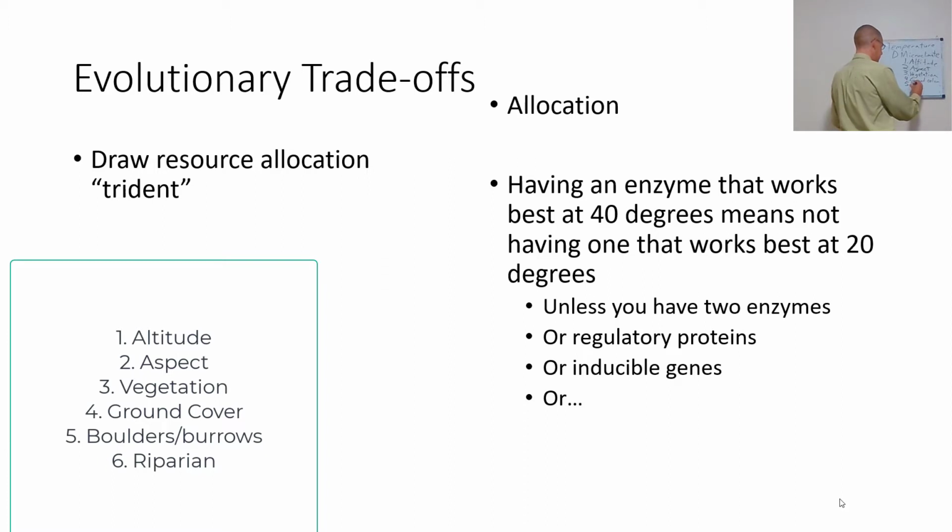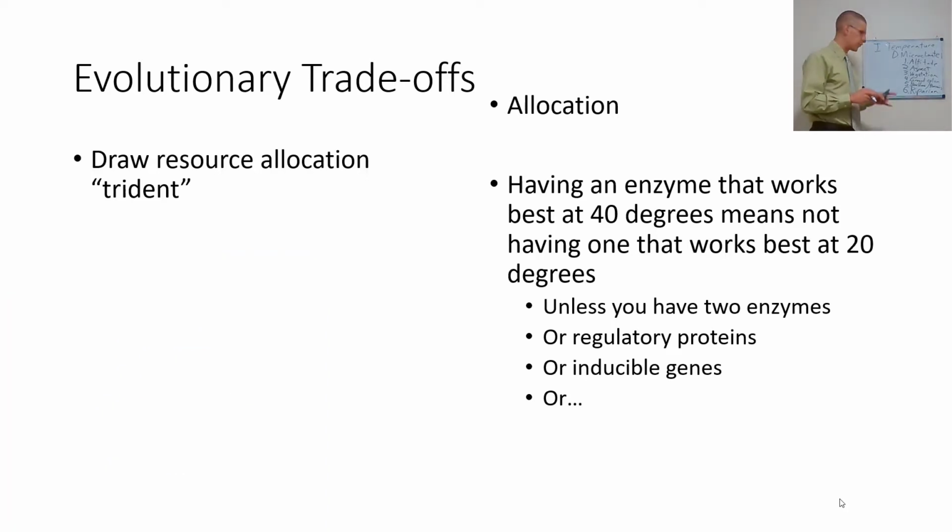Boulders or burrows. And riparian effects. These last two are probably the best if you want to post up on Moodle. These last two have the most on them. All right, evolutionary trade-offs vis-a-vis temperature.